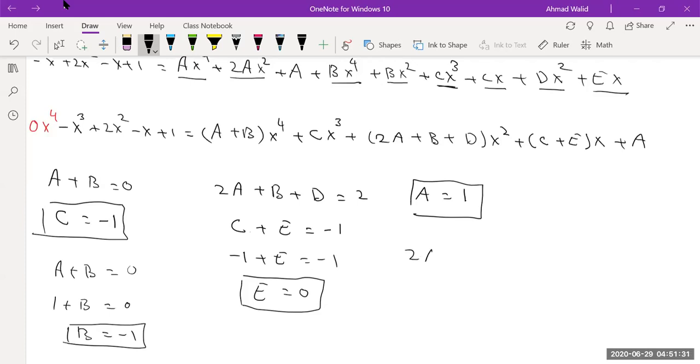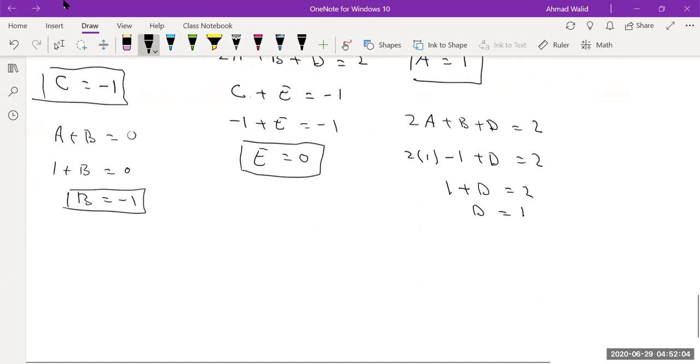You have 2A plus B plus D equals 2. That means 2 times 1 plus B, which is -1. Even I can write -1. It's not basic algebra to put plus minus, right? You know, -1 plus D equals 2. 2 times 1 is 2, 2 minus 1 is 1. 1 plus D equals 2. It means D equals what? 1.